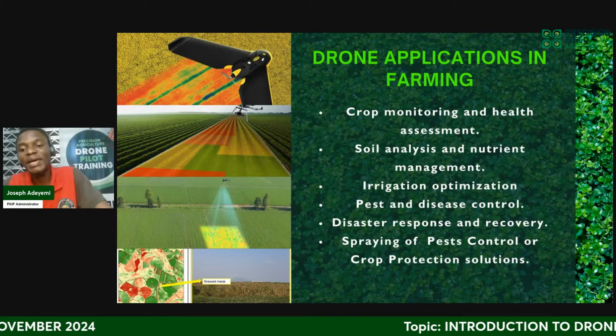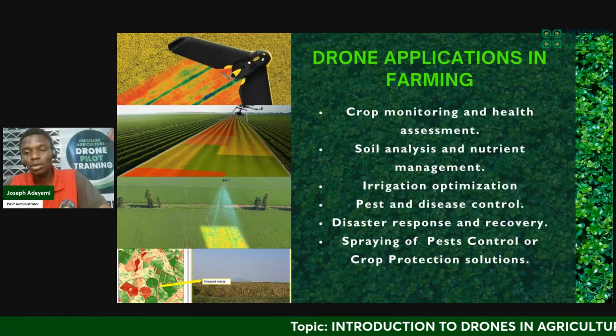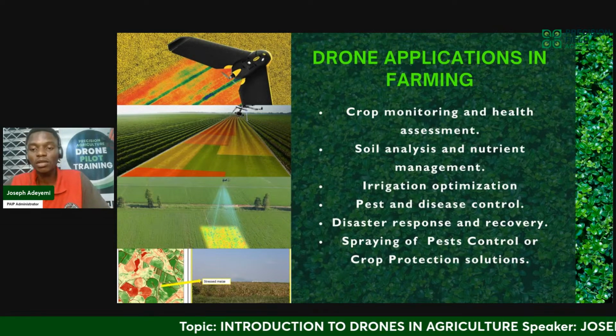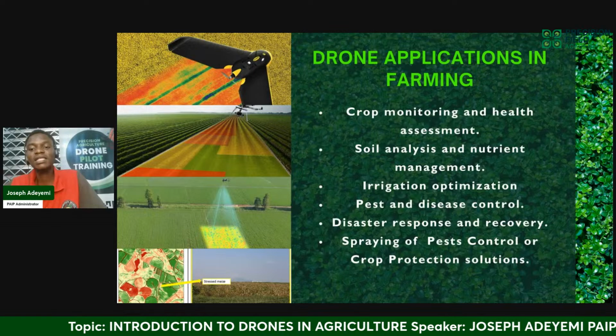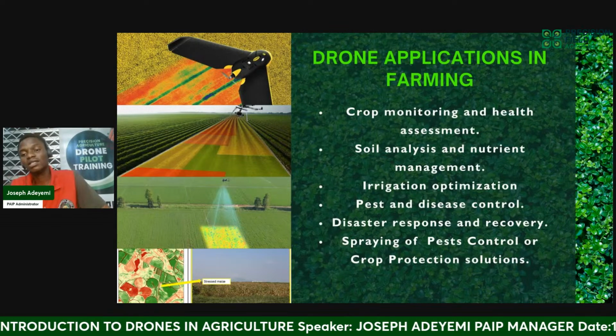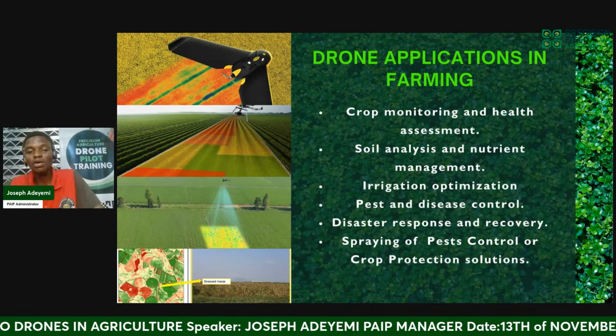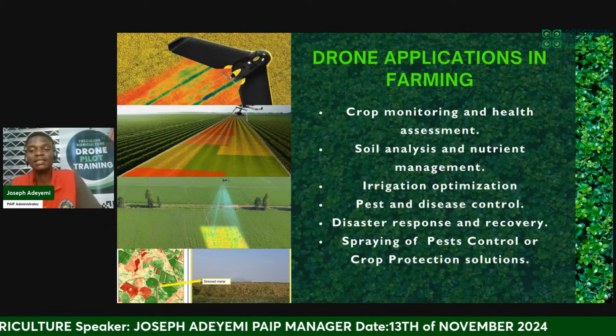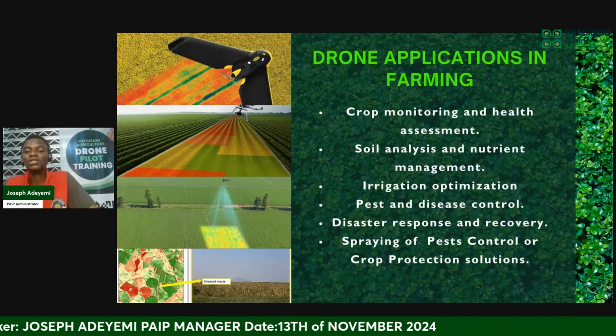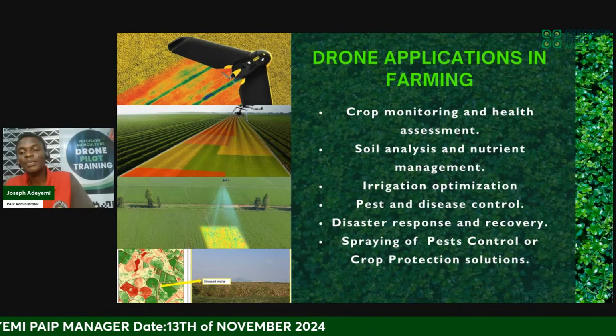One other thing is pest and disease control. Okay, before that, we have irrigation optimization. Yeah, so irrigation optimization, I think I've talked about that. I'm talking about soil, water content, irrigation analysis, and all of that. So let's look into the pest and disease control.